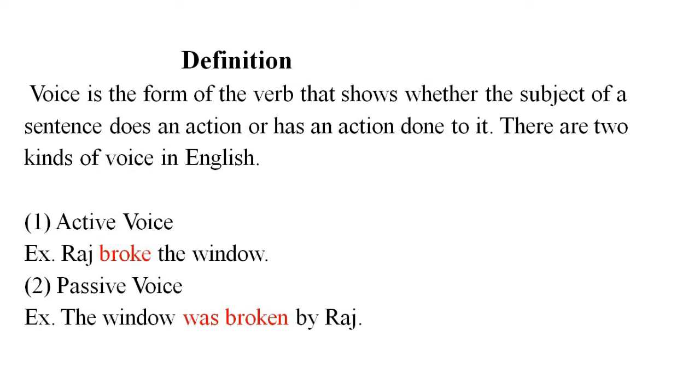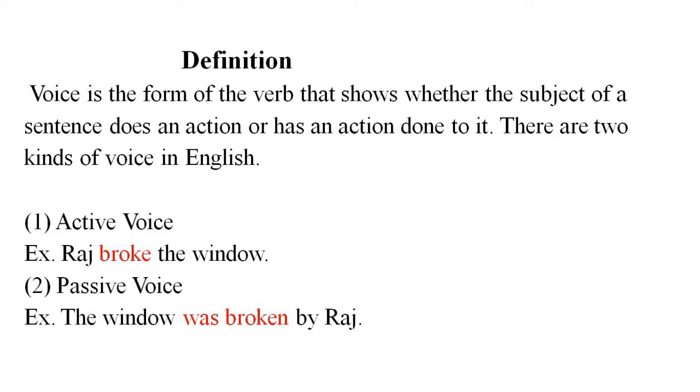Voice is the form of the verb that shows whether the subject of the sentence has an action or has an action done to it. Dear student, there are two kinds of voice in English. First is active voice. Example, Raj broke the window. Second is passive voice. Example, the window was broken by Raj.